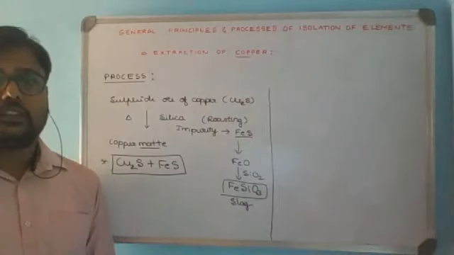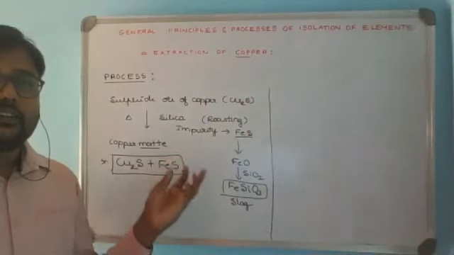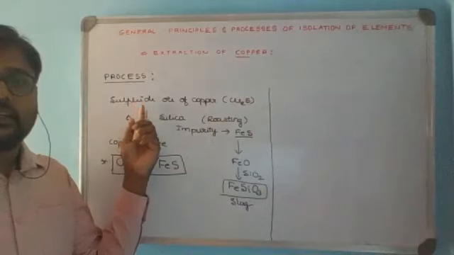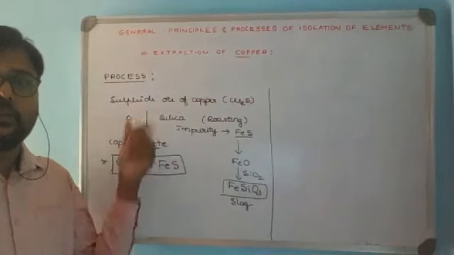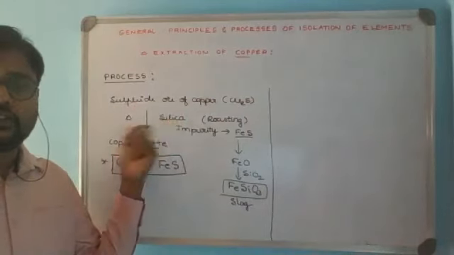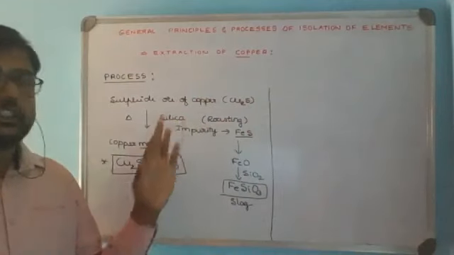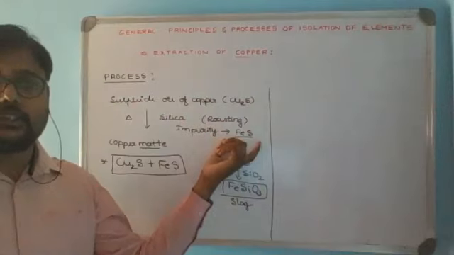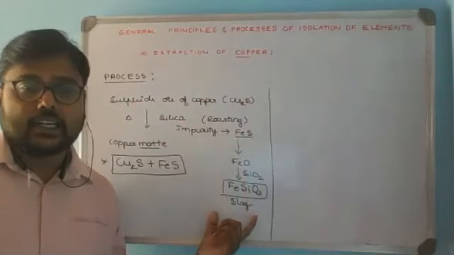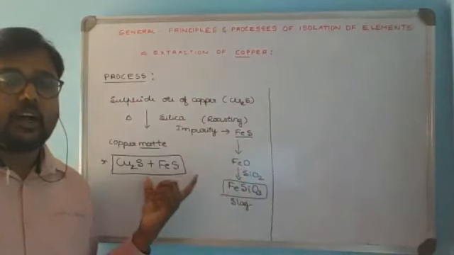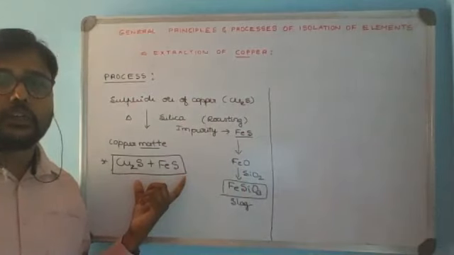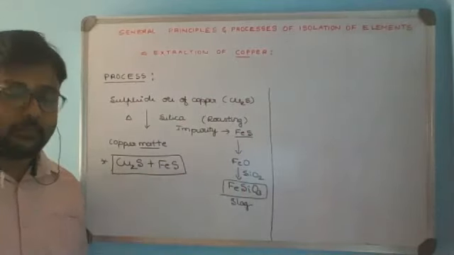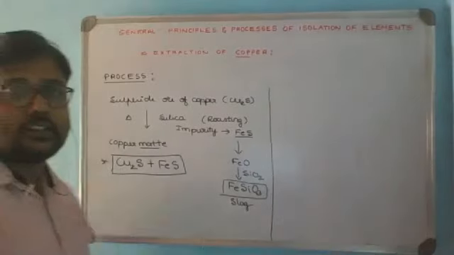Now for the process, you need to understand the introduction as follows. The copper sulfide ore is heated in the presence of silica, that is, it is subjected to roasting. The iron sulfide which is present as impurity is slagged as iron silicate, and the copper present in the ore is obtained in the form of copper matte. So this is how it is obtained.